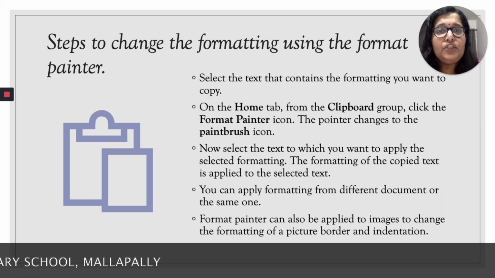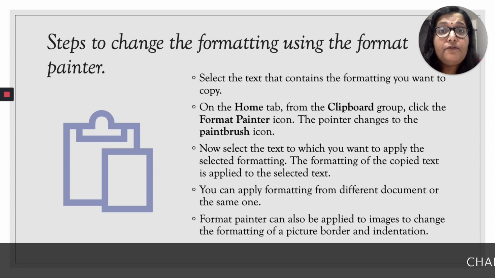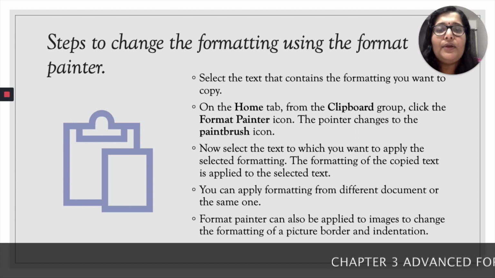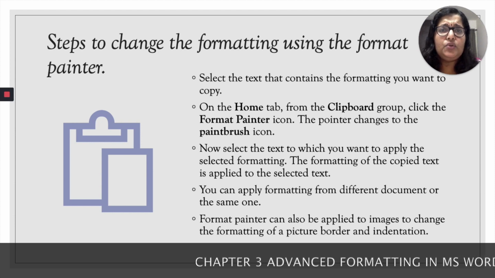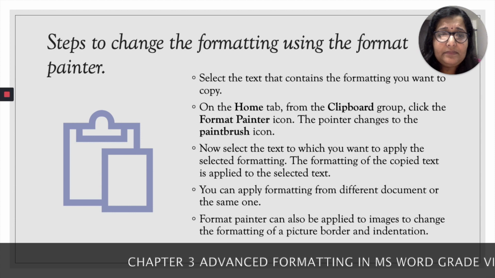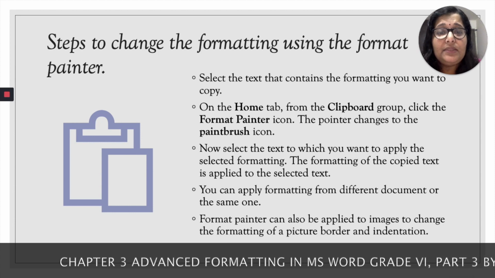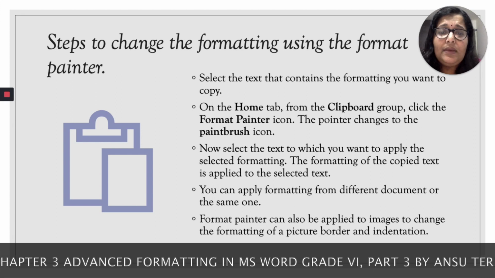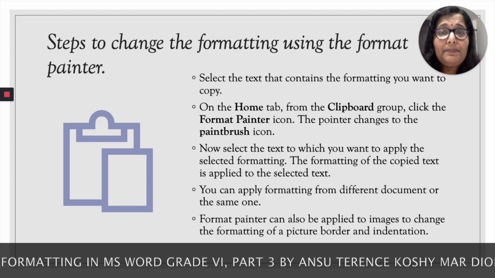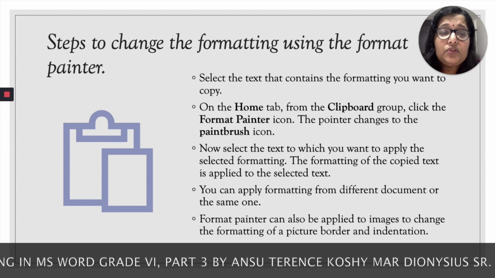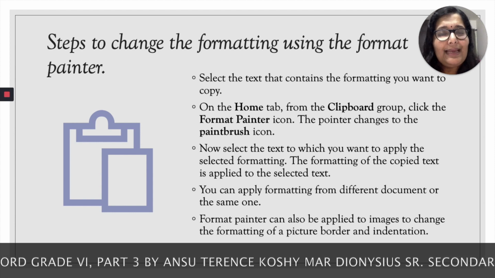Steps to change the formatting using Format Painter. Select the text that contains the formatting you want to copy. On the Home tab, from the Clipboard group, click the Format Painter icon. The pointer changes into a paintbrush icon. Now select the text to which you want to apply the selected formatting. The formatting of the copied text is applied to the selected text. You can apply formatting from different documents or the same one. Format Painter can also be applied to images to change the formatting of a picture border and indentation.